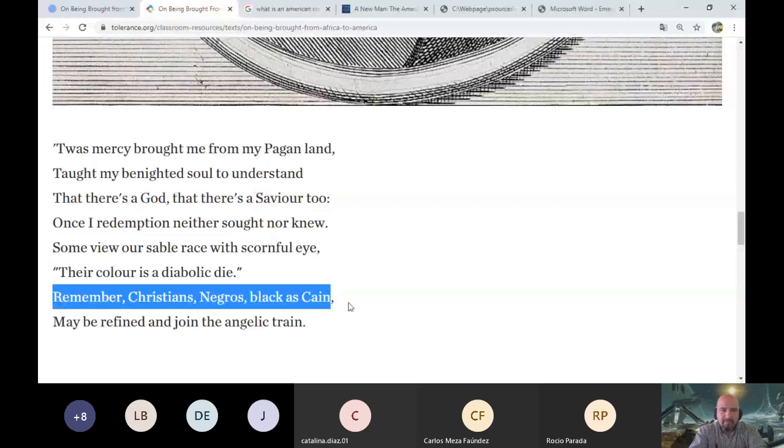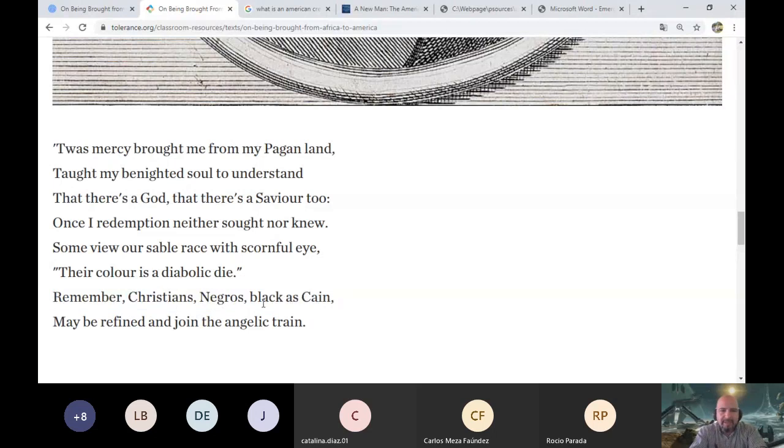One of the messages here, one of the mysteries, or one of the possible interpretations, is who is she talking to here? Remember, Christians, Negroes, black as Cain. Is she talking to Christians in general, specifically slave owners, white slave owners, racist slave owners? Is she talking to white Christians and Negroes? Is she giving a message to everyone, or only to the ones that need to change their perspective about the future of slaves?